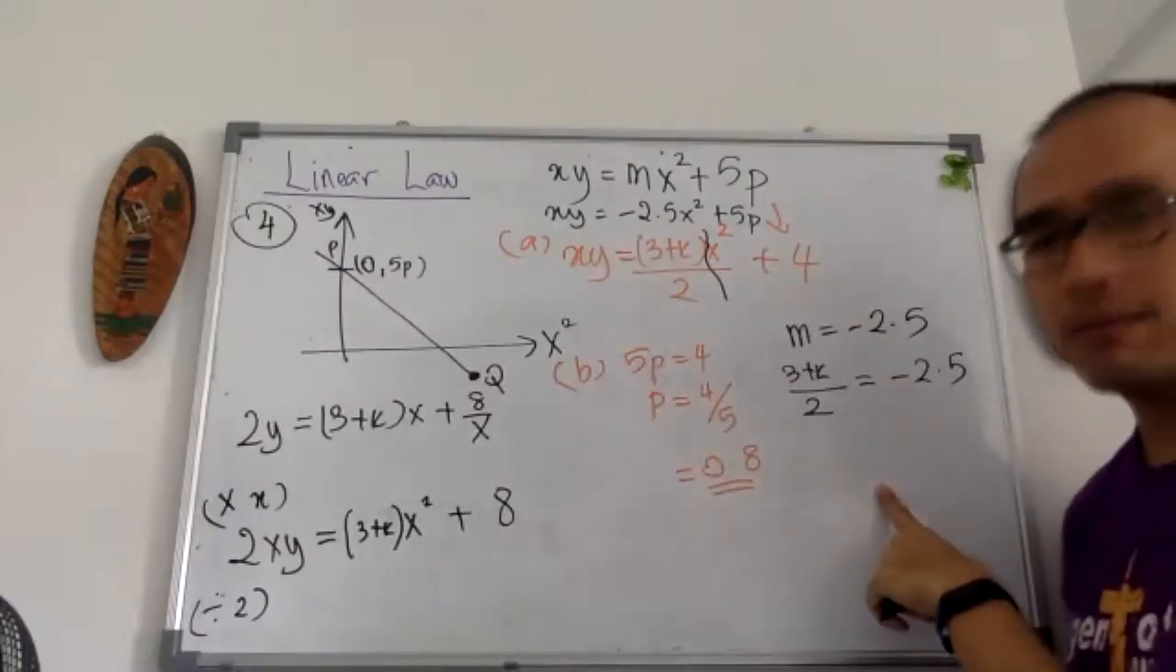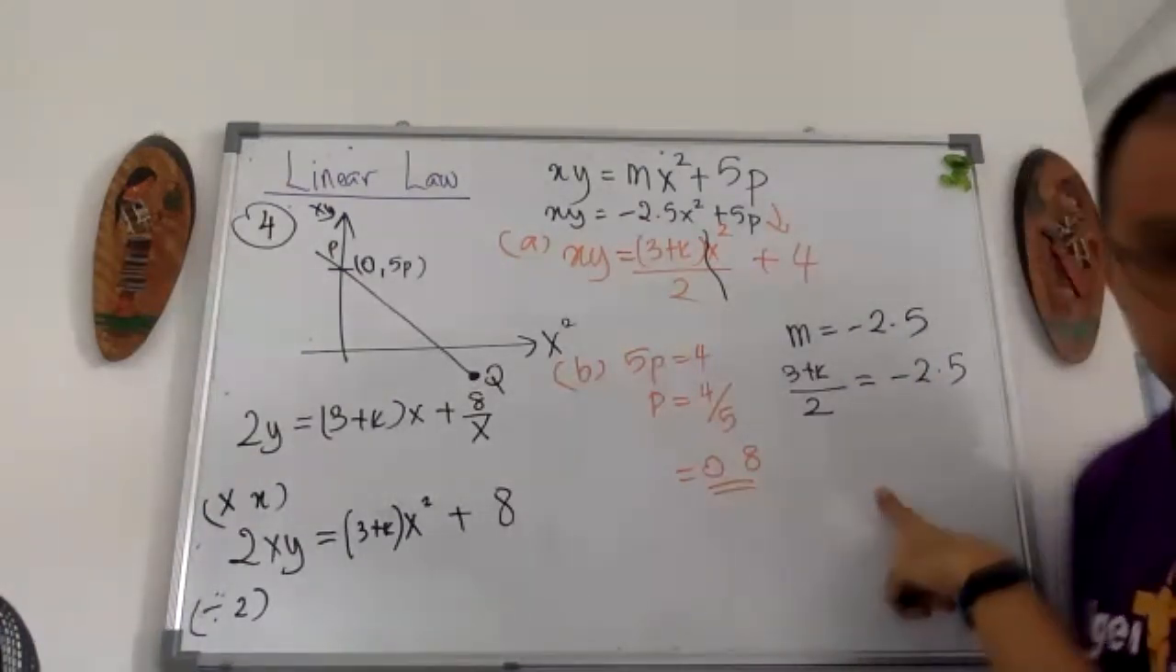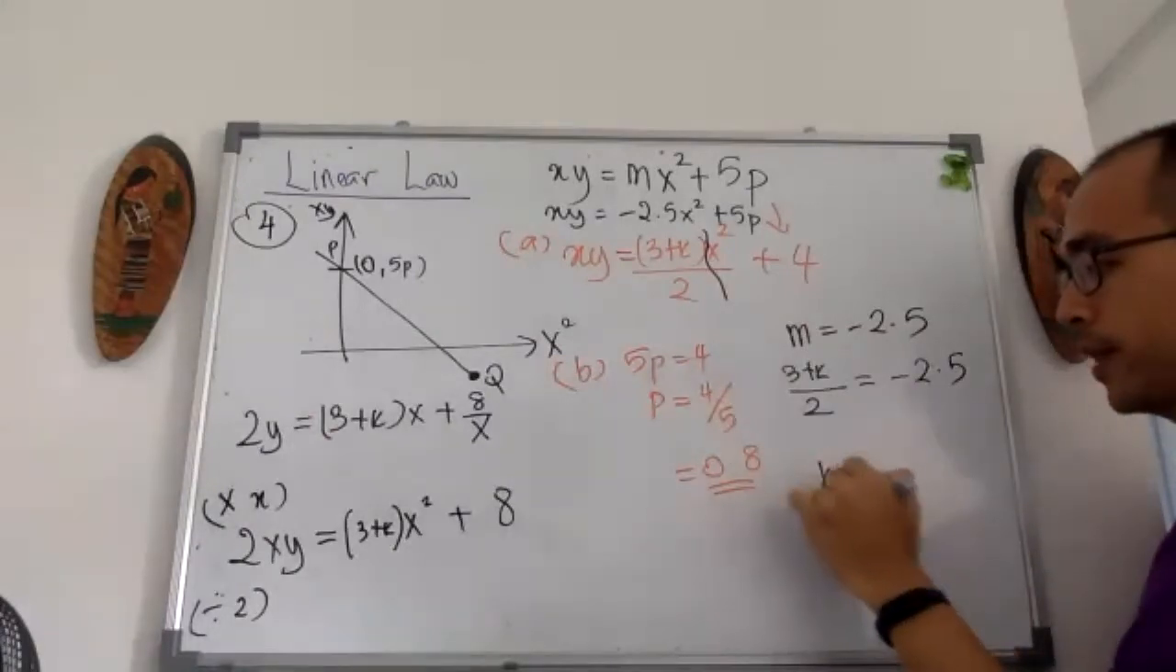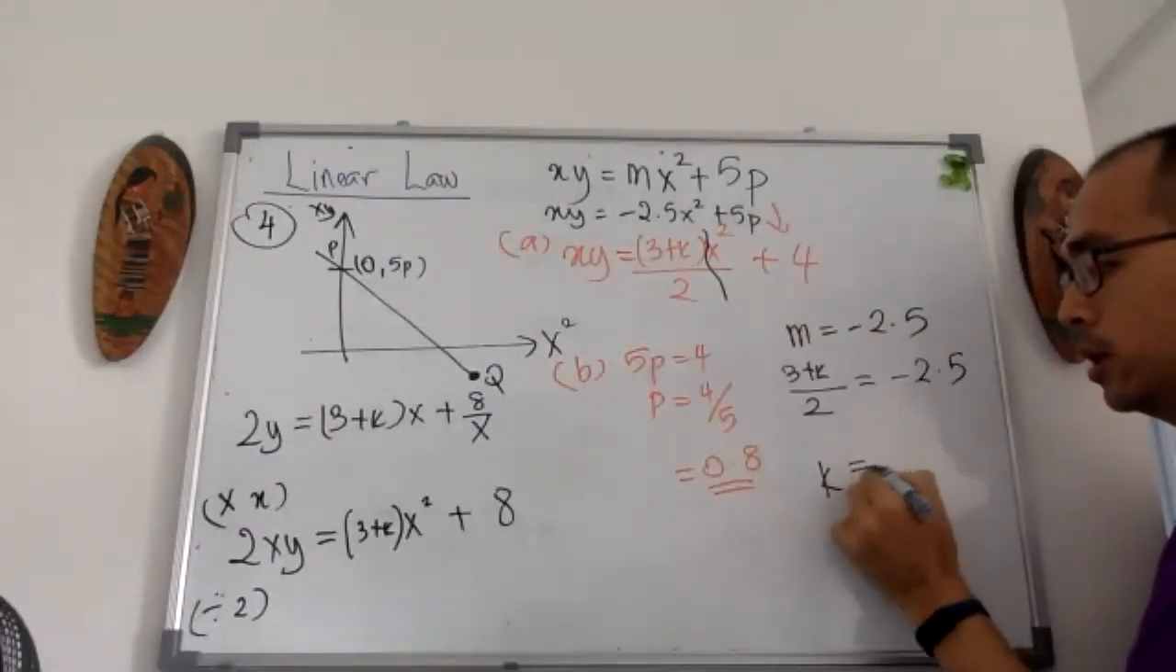Can I find k? Can. This is simple mathematics. I'm not going to do the whole thing, I'm just going to give you the final answer. k equals negative 8.